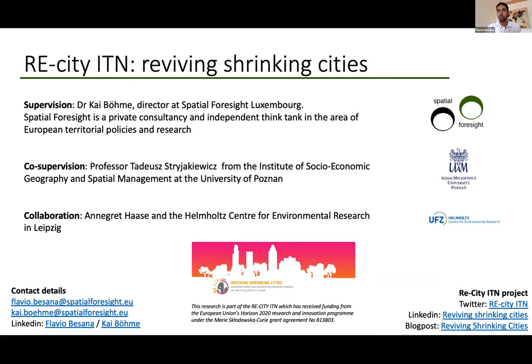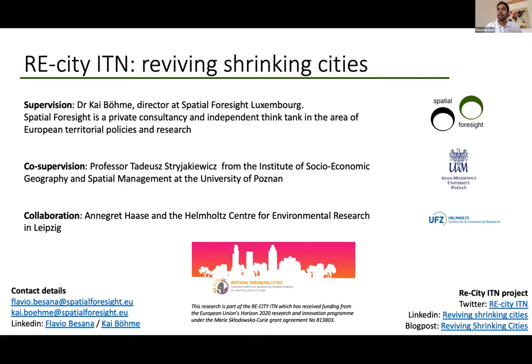and try to find solutions on how to revive them. My project in particular is supervised by Dr. Kai Böhme, director of Spatial Foresight, which is an independent think tank in Luxembourg, and is co-supervised by the University of Poznan and the professor named Tadeusz Stryjakiewicz. Also, there are some collaborations within the project with the Helmholtz Center for Environmental Research in Leipzig. If you want to know a bit more about the project, you have some links to LinkedIn, and we also have a blog.